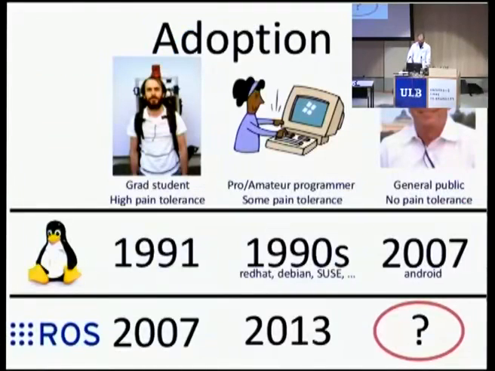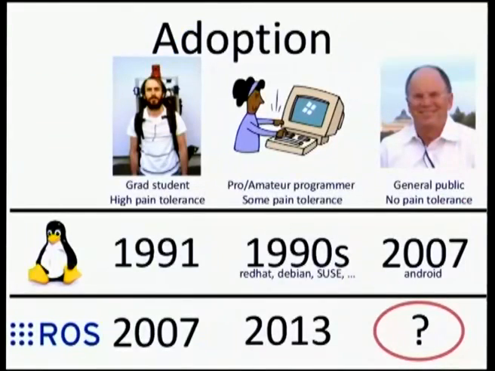So, adoption. This was an interesting thing to look at. We're trying, of course, like everyone, to reach out and get a bigger audience and have our work be more relevant to the real world. We are hoping, of course, to follow the curve of Linux, like everyone is. The first column there is when the market is grad students. We have extreme pain tolerance. If it doesn't work, that's fine. If it's not documented, that's fine. If it's backwards and upside down, that's fine.